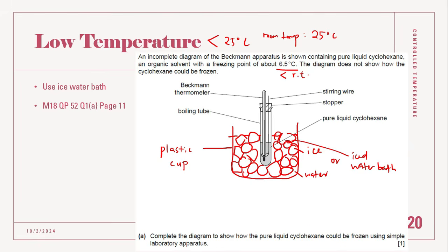So to achieve temperature lower than room temperature, we will need ice water. So draw a container and then ice cubes with water higher than liquid level here to make sure that we can freeze all cyclohexane. Now the container that we use is also important because we want it to be an insulator. So label it as plastic cup and then label ice in water as ice water bath. So for any experiments with temperature lower than room temperature, we use this same setup.